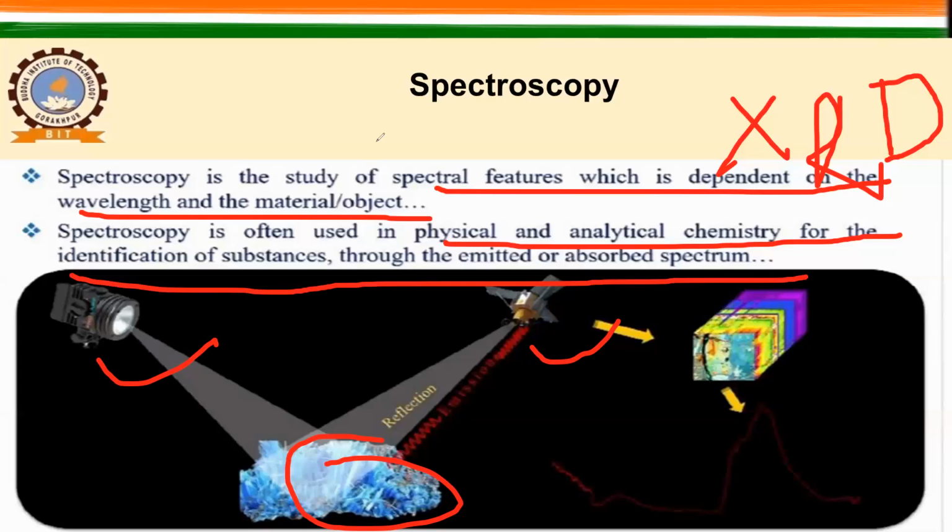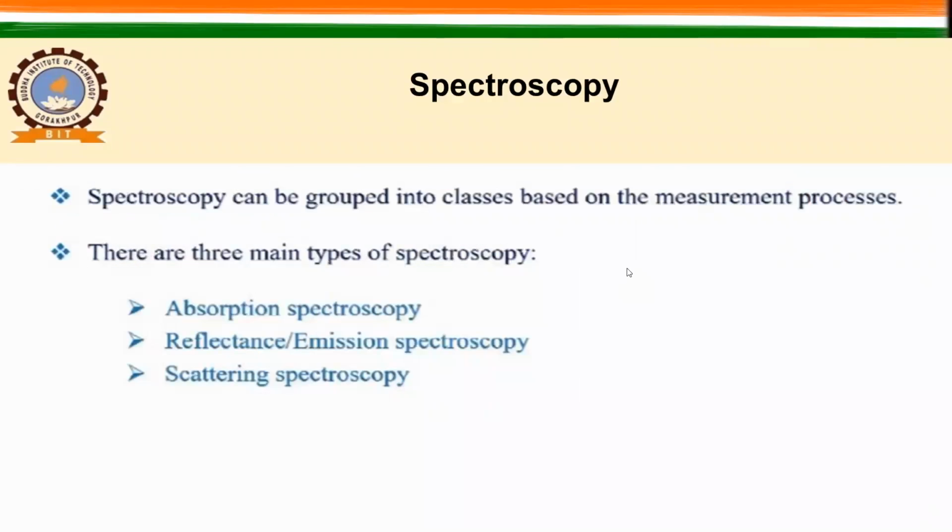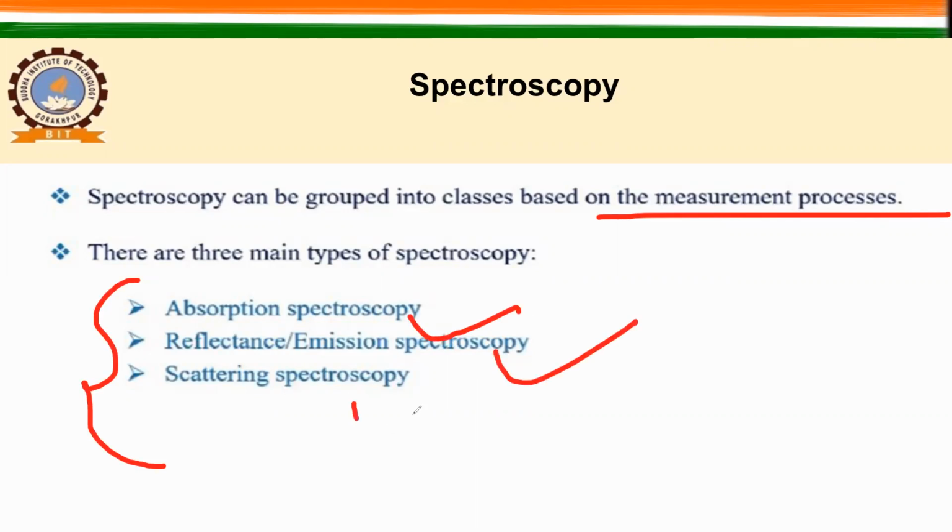ठीक है? तो स्पेक्ट्रोस्कोपी को थोड़ा सा और अगर एक्सटेंड करें, so in spectroscopy, it can be grouped into classes based on the measurement process. ठीक है? तो इसको डिफरेंट क्लासेस में हम कैसे ग्रुप करते हैं मेजरमेंट प्रोसेस के बेसिस पे, ठीक है? तो यहाँ पे बेसिकली तीन तरह के 3 मेन टाइप्स ऑफ स्पेक्ट्रोस्कोपी आर देयर, जिसमें आपका एब्जॉर्प्शन है, ठीक है, रिफ्लेक्टेंस एमिशन स्पेक्ट्रोस्कोपी है, और स्कैटरिंग स्पेक्ट्रोस्कोपी है. एक एक करके हम अपनी नेक्स्ट स्लाइड में इनके बारे में पढ़ेंगे, राइट?